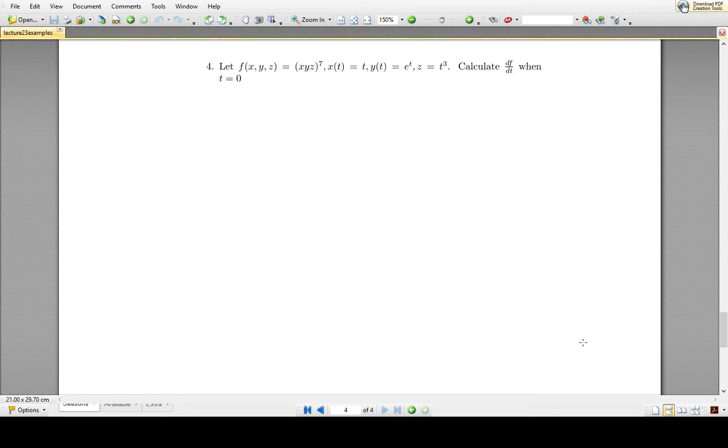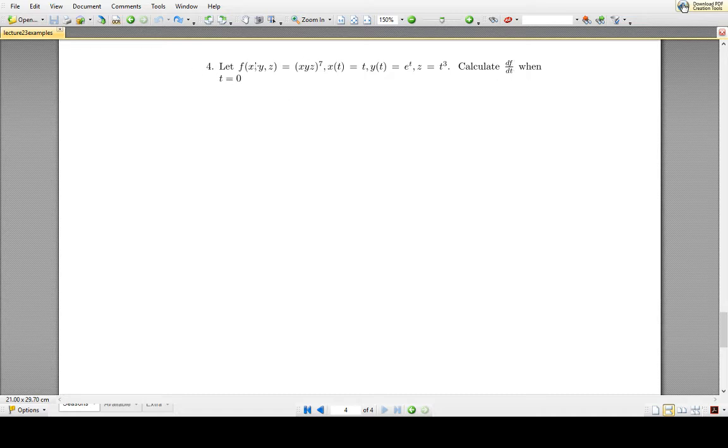This is a question where they give us a function of three variables, namely the function f is a function of x, y, and z, so three independent variables, and the function is given by (x times y times z) to the power of 7. And the variables x, y, and z themselves depend on t, namely x is equal to t, y is equal to e to the t, and z is equal to t cubed. The question is asking for the derivative of f with respect to t, specifically when t equals 0.